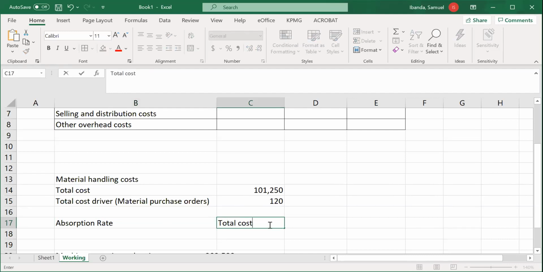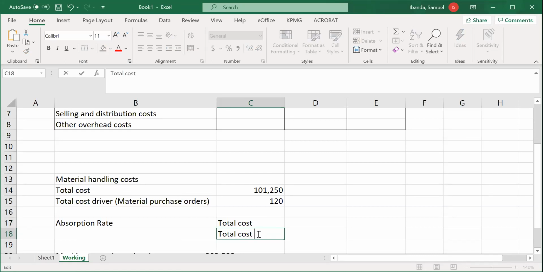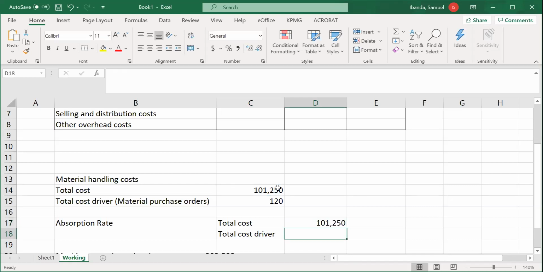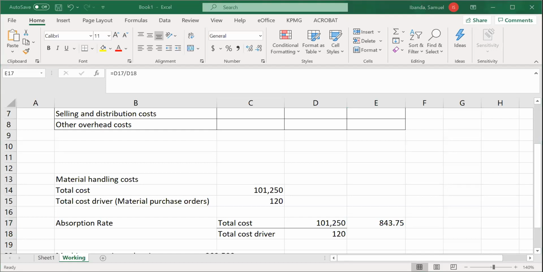Which is looking at the total cost divided by our so-called total cost driver. So this will be this, being divided by this. And this is going to give us, my Excel will give me 843.75. So 843.75 is what I'm getting here.